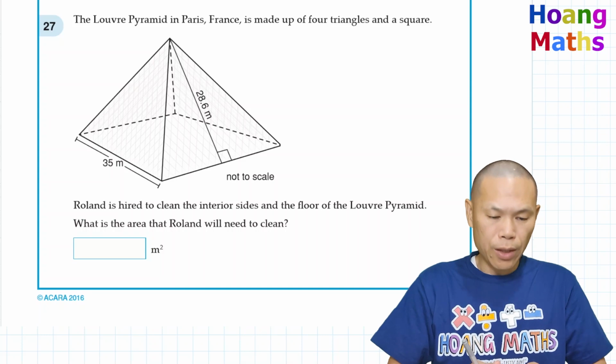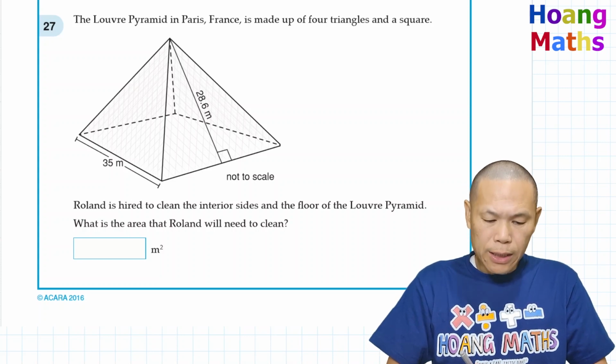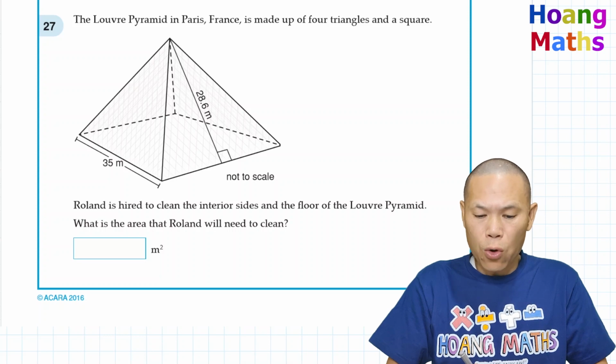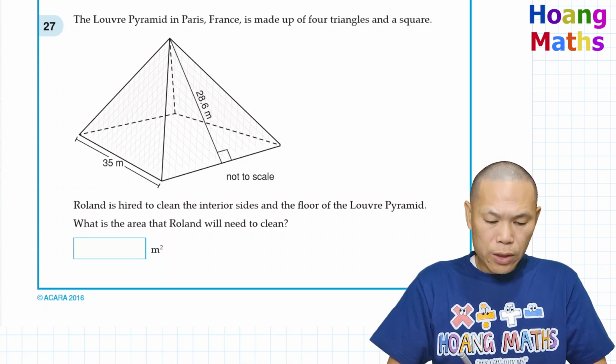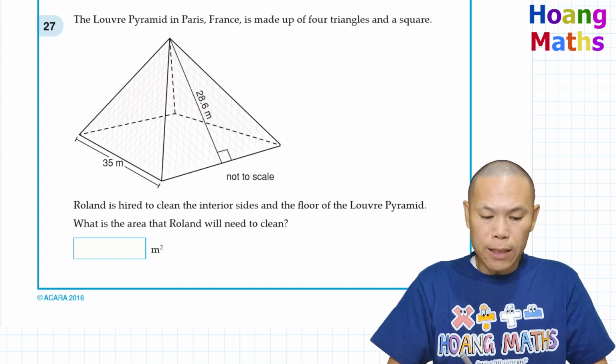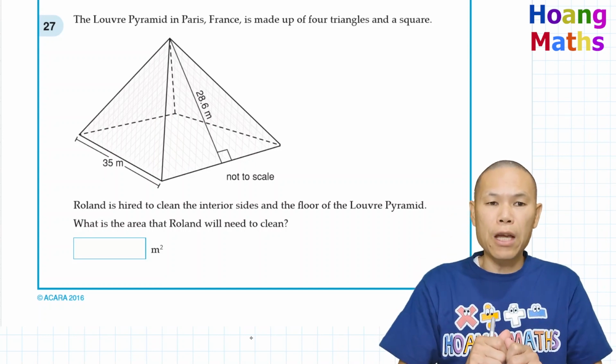Question number 27. The Louvre pyramid in Paris, France, is made up of 4 triangles and a square. Lawrence is hired to clean the interior sides and the floor of the Louvre pyramid. What is the area that Lawrence will need to clean? So what we need to do is find the surface area of this pyramid.